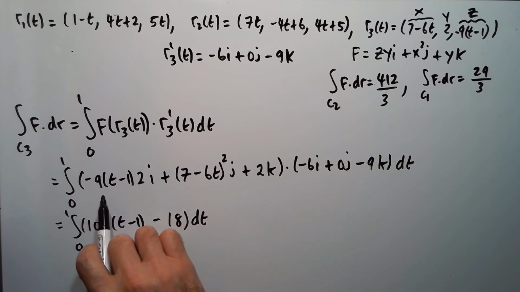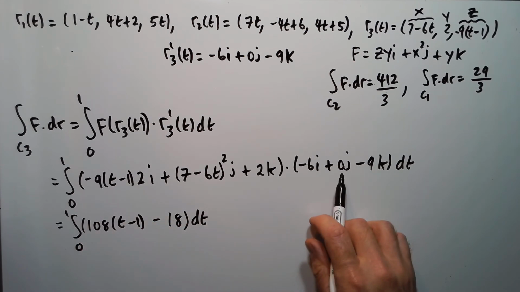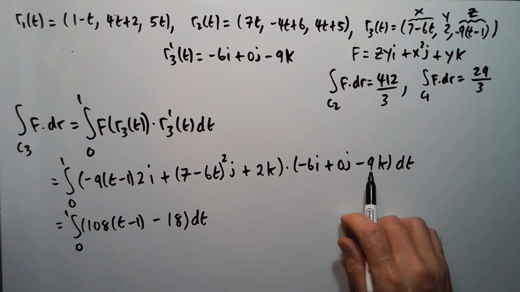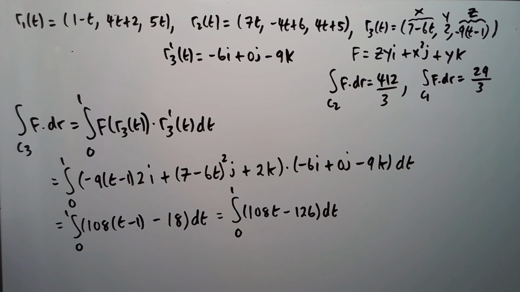So that's negative 18 times minus 6, it'll be 108 times t minus 1. And 0 times that will be gone. That'll be negative 9 times 2, negative 18. Then let's multiply that 108 in there and combine stuff. Doing that, we get this. Now we can integrate this.